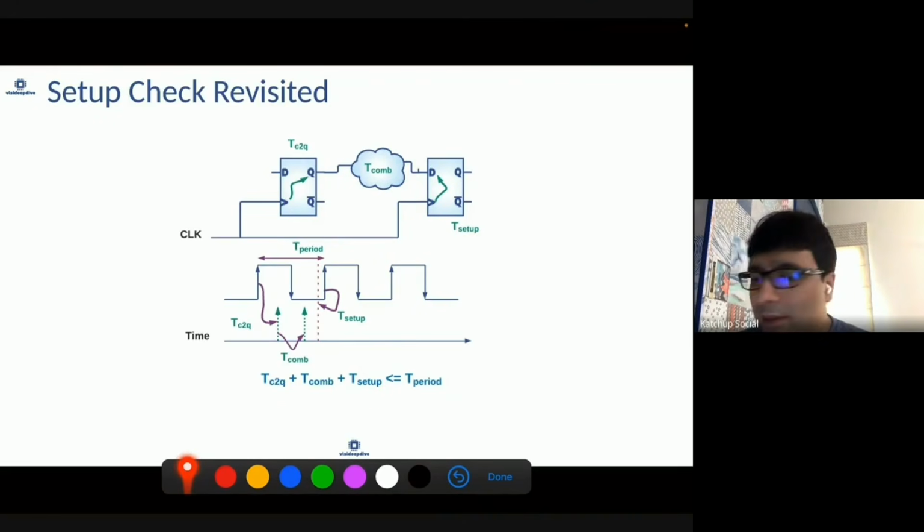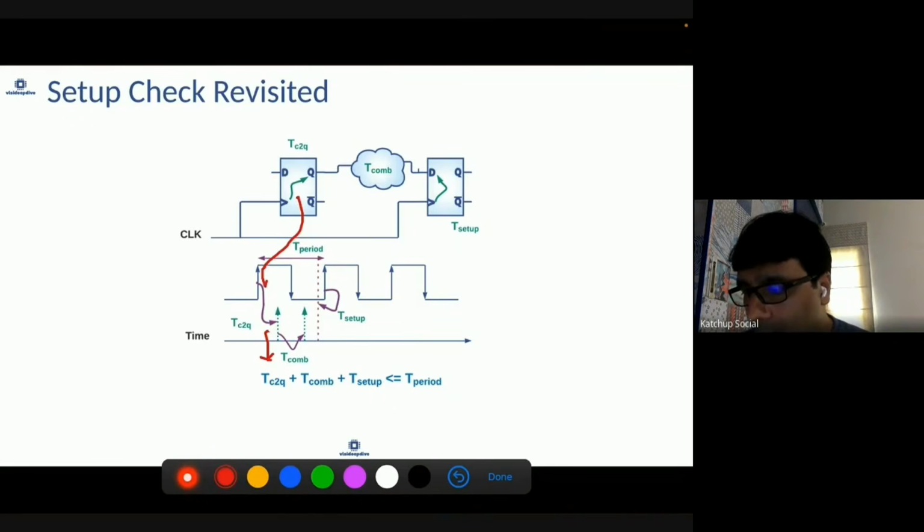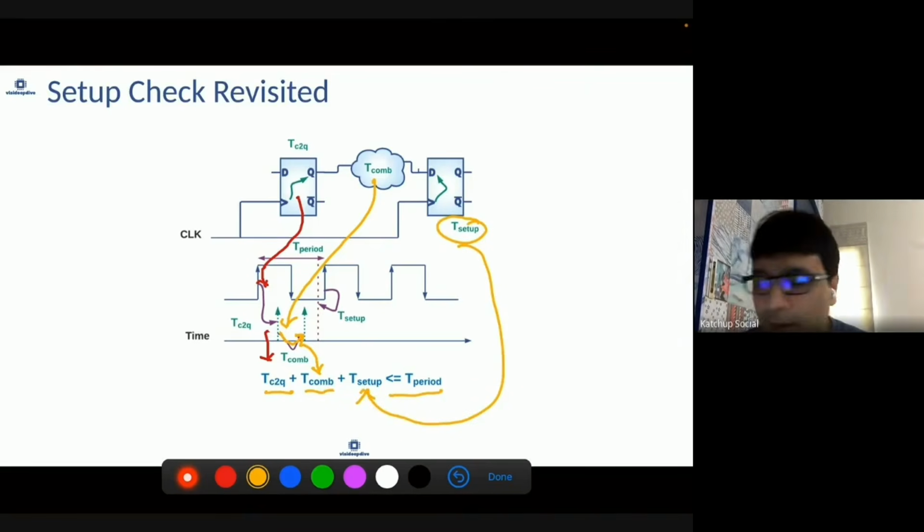Based on this, let's calculate the maximum delay this path can have. You have clock to Q delay here, coming from here. Then you have combinational delay here, coming from this logic. Clock to Q delay plus combinational delay plus the setup time requirement of this flop should be less than the clock period. If it is more than the clock period, you're not meeting timing. So this is our basic setup check, which we revisited.